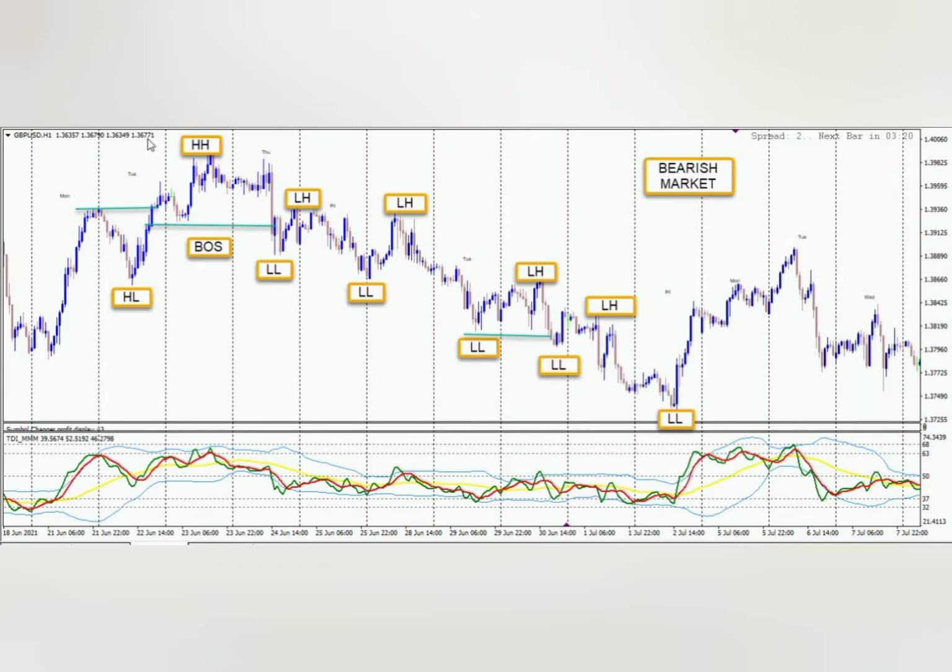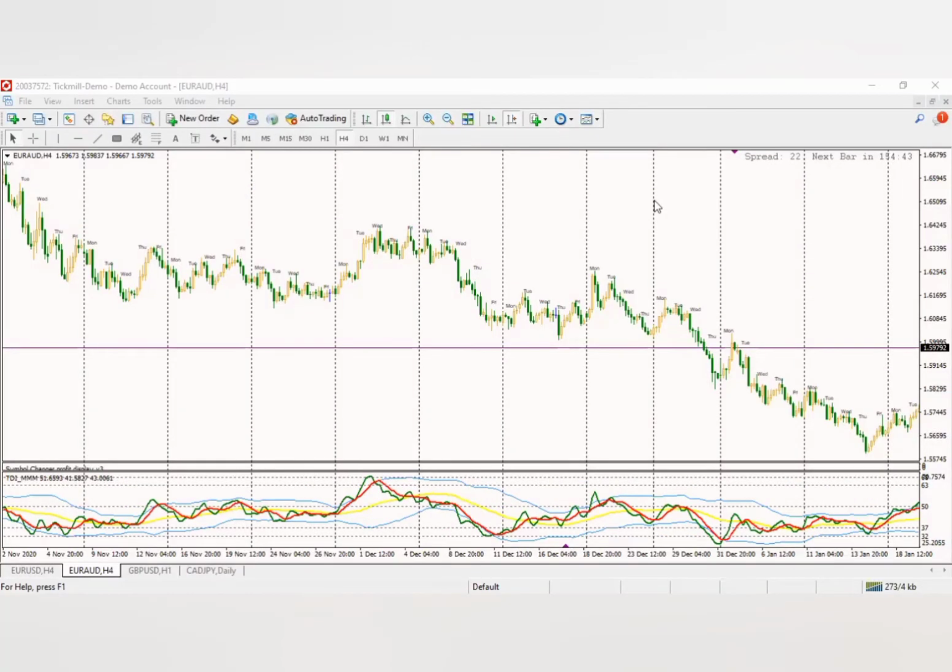So I'm going to explain that now. If you look at my screen now, this is Euro AUD, and if you look at my cursor, you can see that this is a high, and you can see this is a low. Then the market came down and it broke it. So we are going to call this a lower low.